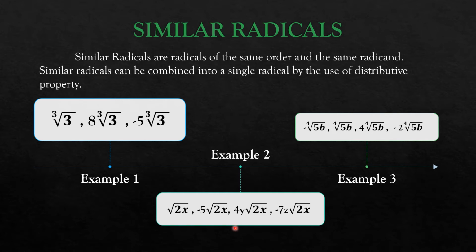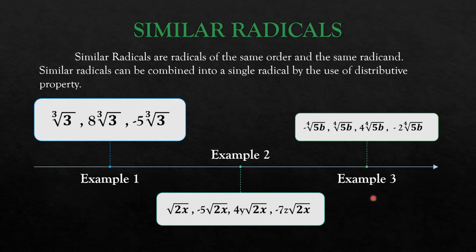In example 2, ganun din po. As you can see, ang sabi kasi dyan, same order. So, lahat po sila, ang order nila or index nila ay 2 since all of them are square root. And then, same radicand. Parehas po ang terms na nasa loob ng radical sign natin, which is 2x. So, square root of 2x, negative 5 square root of 2x, 4y square root of 2x, and negative 7z square root of 2x are similar radicals.